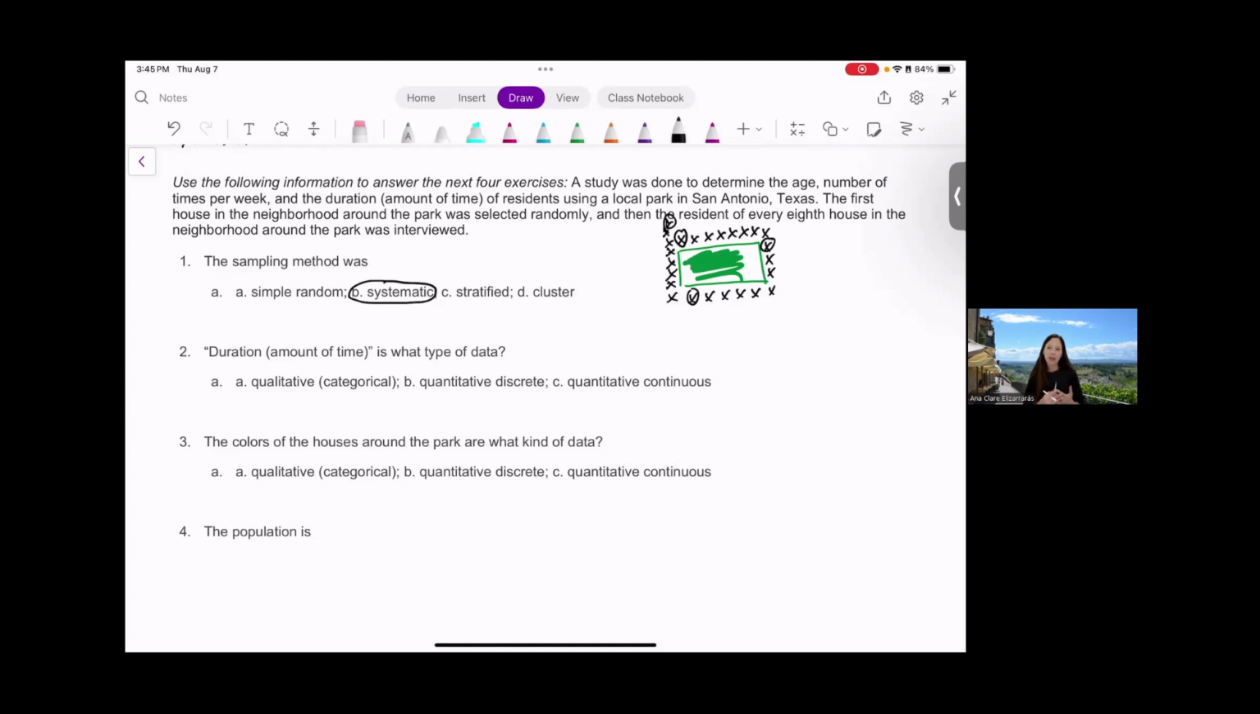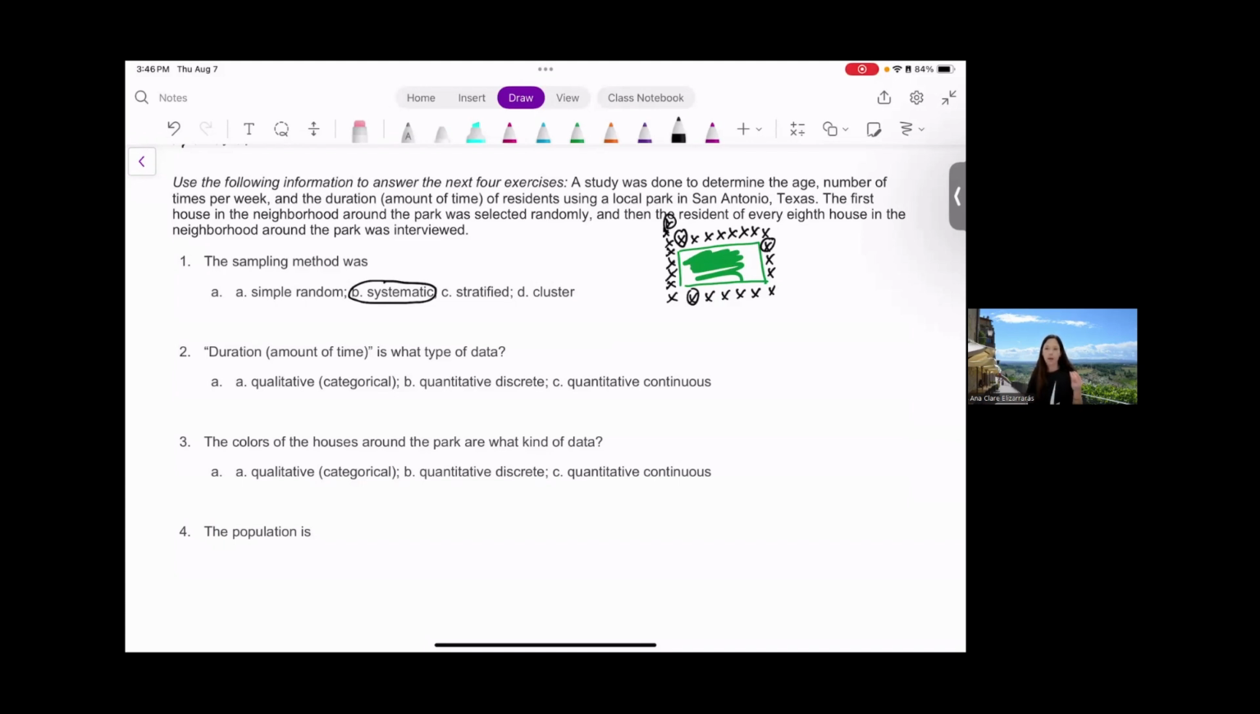In a stratified sample, you are breaking the group into strata by similarity. So strata is like, let's say, on the north block versus the south block versus the east block, or some sort of characteristic that you think is common. And then cluster is where you break up into little mini populations, and you sample everything in the cluster. So this was systematic.